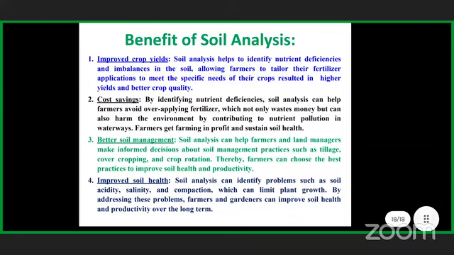Now, after discussing all this, we should know what the main benefits of soil analysis are. First of all, it improves the crop yield. By adding a certain amount of fertilizers, it will help us to get better results for our crop, and hence it will increase our yield.